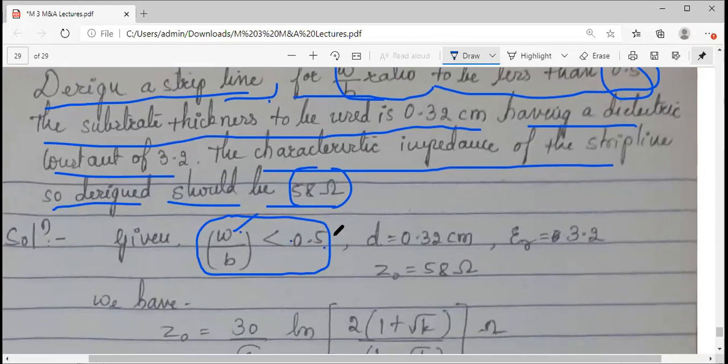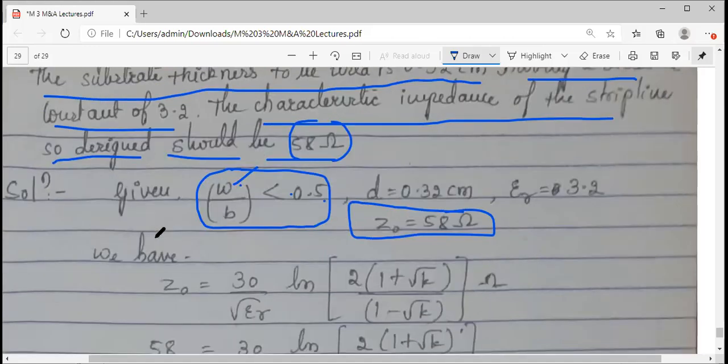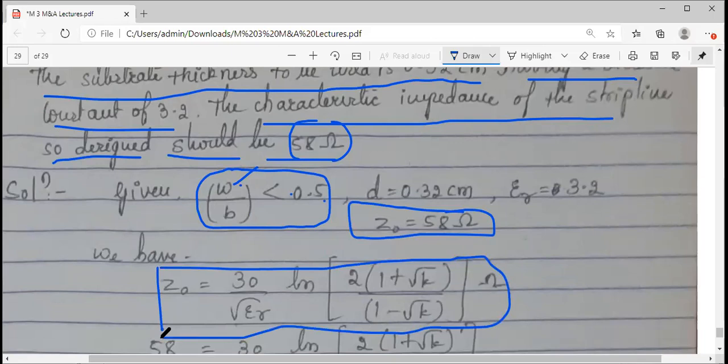This condition has to be met. Then finally I should get Z naught as 58. So what I will do, as I told you, when the thickness is negligibly small, I won't consider the previous equation. I will be considering this equation. So there is one more equation for these shielded strip lines.